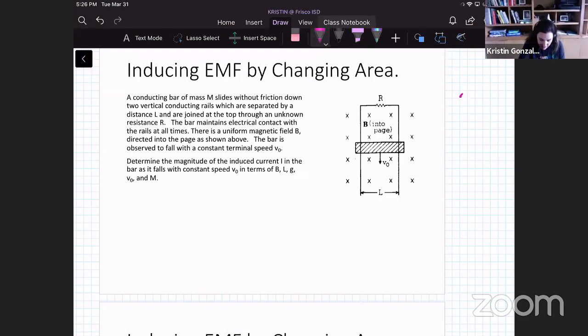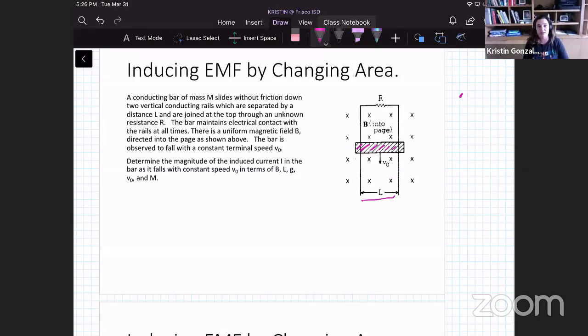So we have a conducting bar here, and that bar is sliding down without friction, connected to two vertical conducting rails separated by a distance L and joined at the top by a resistor of unknown resistance R. The bar maintains electrical contact with the rails at all times, and there's a uniform magnetic field B directed into the page as shown. The bar is observed to fall at constant terminal speed v naught. So what we want to determine is the magnitude of the induced current in the bar as it falls with constant speed in terms of B, L, g, v naught, and M.